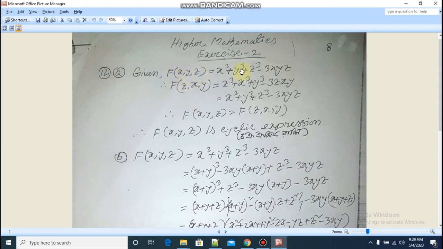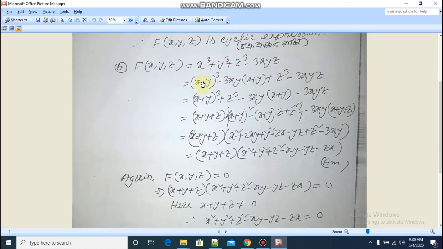f(x, y, z) equal this. f(z, x, y). That means the first variable is replaced by the third, the second variable by the first, and the third variable by the second. Then we get this. But this is the previous expression and this is the new expression. Both are the same. So this is a cyclic expression.